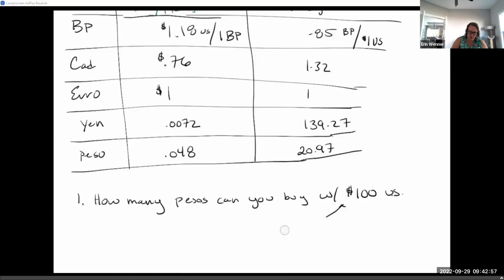Not having my notebook open, the fact that it won't open is causing me to have anxiety right now and be flustered. So we have US money.